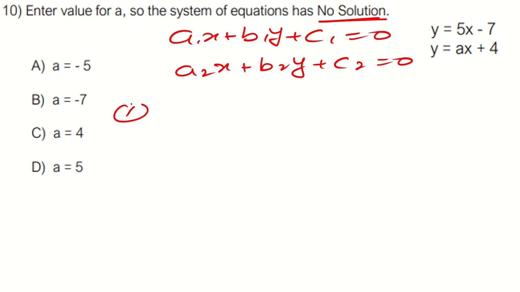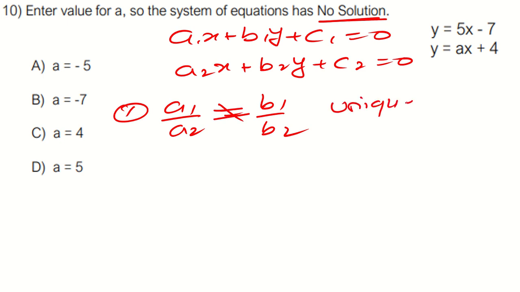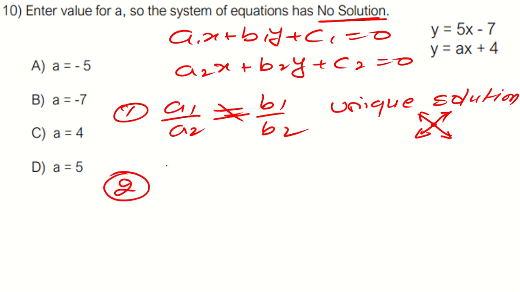So if a1 upon a2 is not equal to b1 upon b2, then it will have a unique solution or one solution. Unique solution means the lines will be intersecting like this. The lines will cut each other at a single point. This is the general thing I am telling you. By this you can solve all questions.